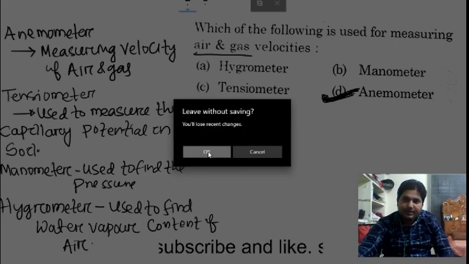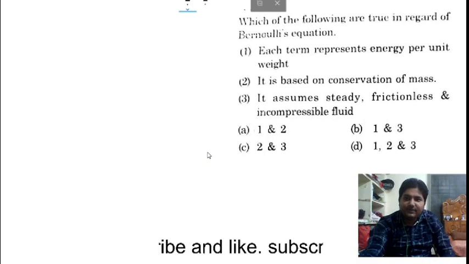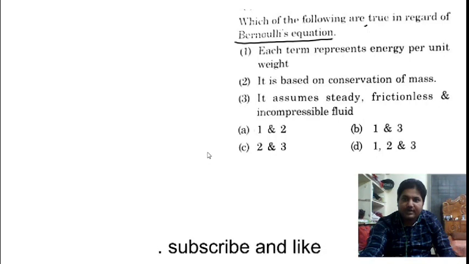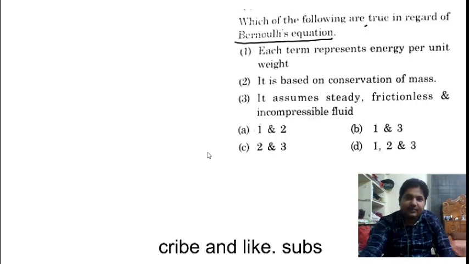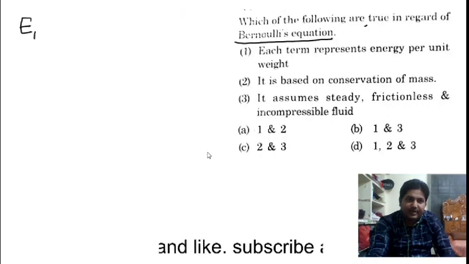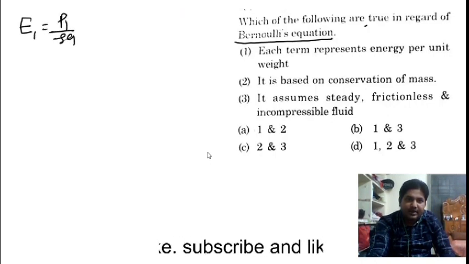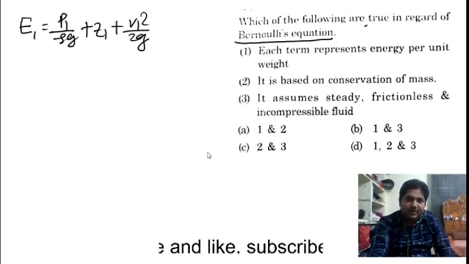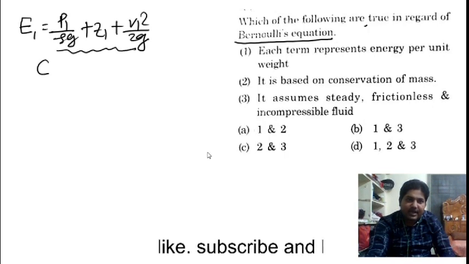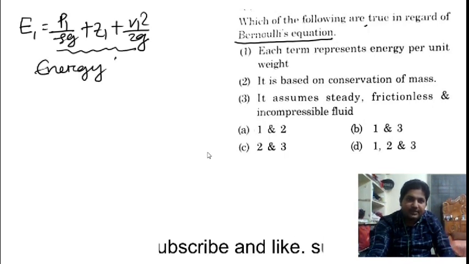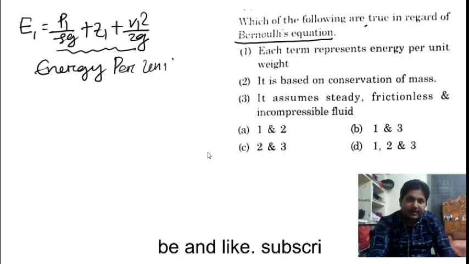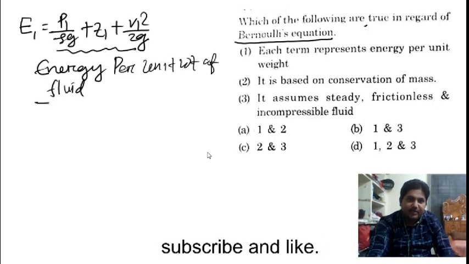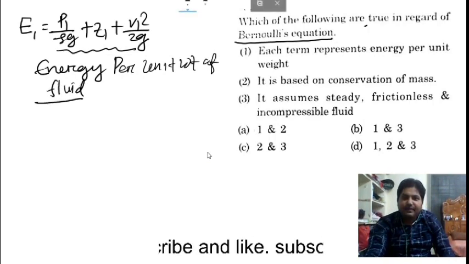The next question is, which of the following is true regarding the Bernoulli equation? We know that if you find the energy at a point, it is P1 by rho g plus Z1 plus V1 square by 2g. Each of these terms is called energy per unit weight of the fluid, and this is based upon the conservation of energy.